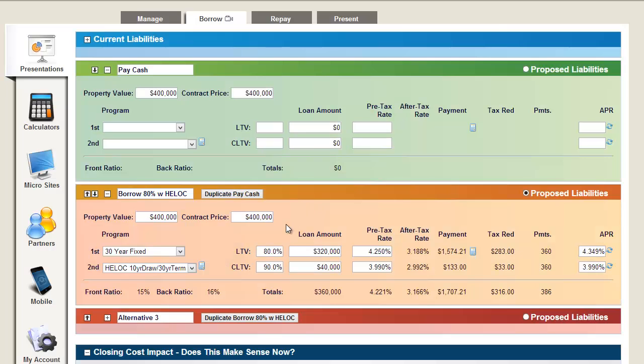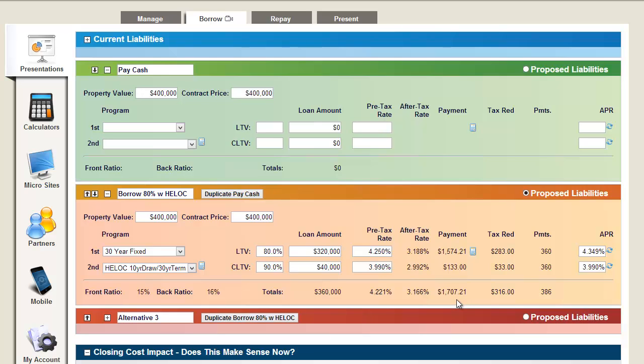So that's my setup here, and you can see if I pay cash, I know intuitively I'm going to have a lot of cash out of pocket. If I borrow at 80% with a HELOC, I know that I'm looking at basically getting 90%. I'm going to have to come to the closing table with the difference here, about $40,000. The other difference I can see already is that I have no payment here, and I'm having a payment of about $1,707 here. But that doesn't tell me a whole lot.